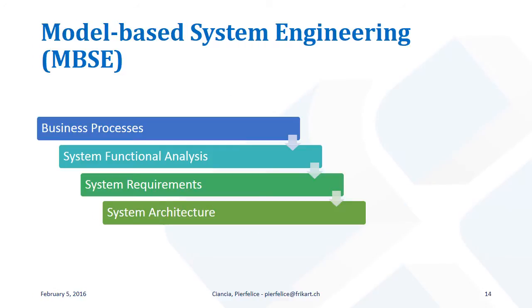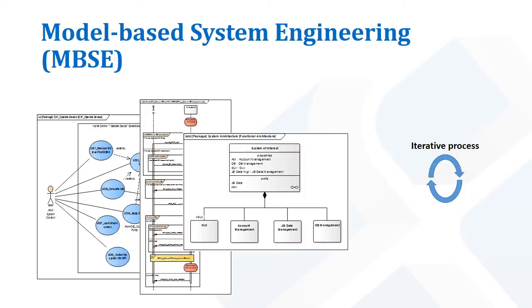Back to the first slide, the way we define the top-down approach is starting from business processes, going to the system functional analysis, to the definition of system requirements, and to design of a system architecture. All these steps can be covered by the use of a model-based systems engineering methodology, which is an iterative process, where the definition of a system architecture will influence the definition of a system requirement, and vice versa.